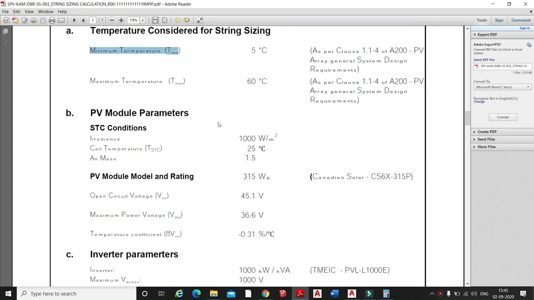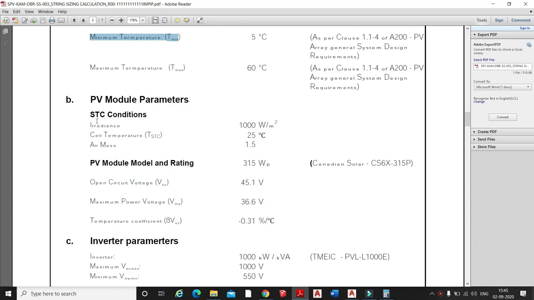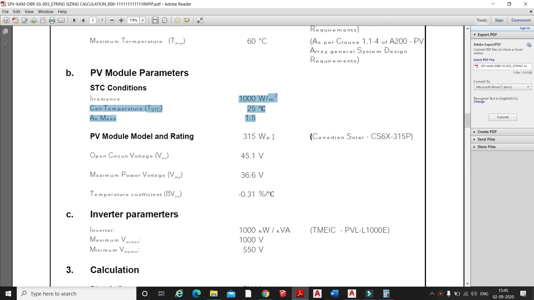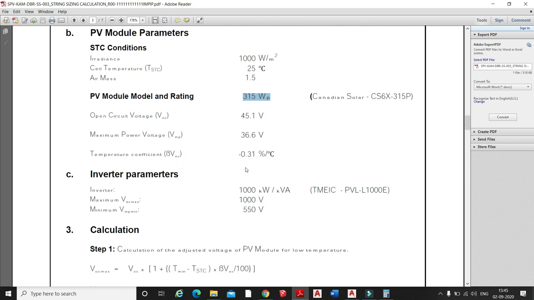And PV module parameters: at STC condition, the radiation is 1000 watt per meter square, cell temperature is 25 degrees centigrade and air mass is 1.5. This data you will get from the module data sheet. And this is your information about the PV module and ratings. The module rating is 335 watt peak, with open circuit voltage, VMP voltage, and temperature coefficient -0.31 percent per degree centigrade.